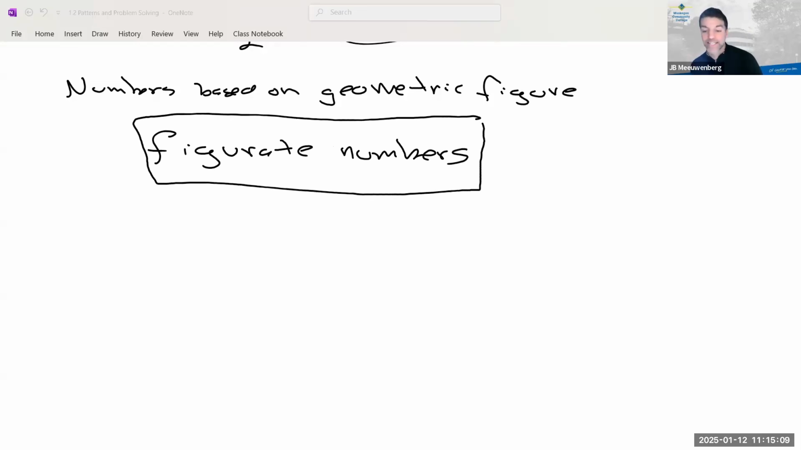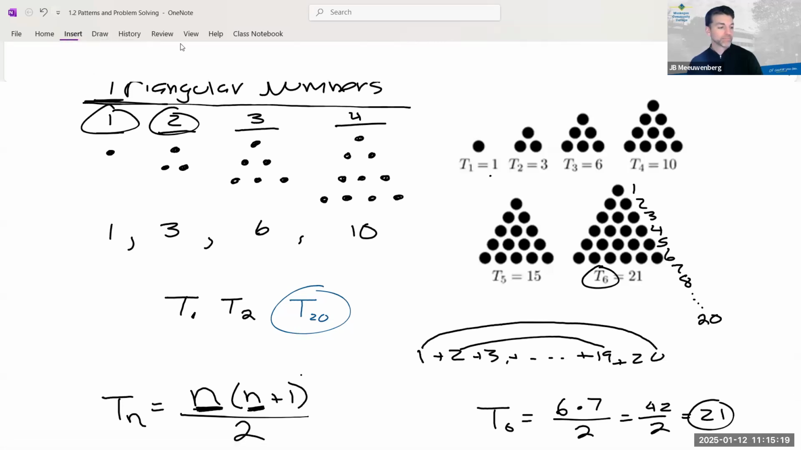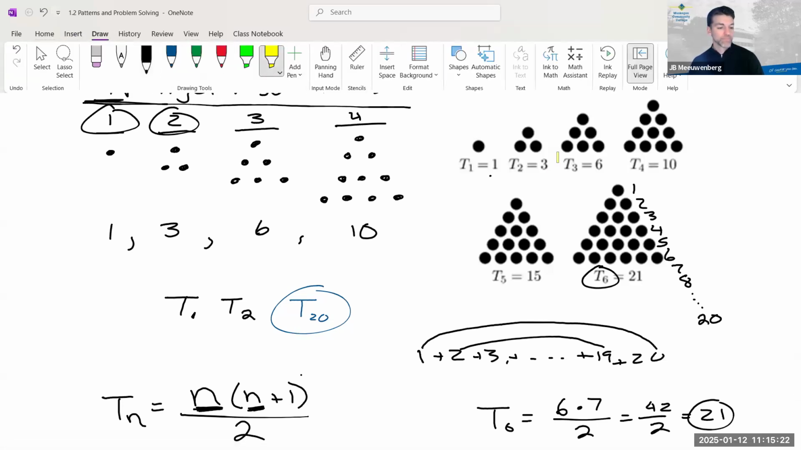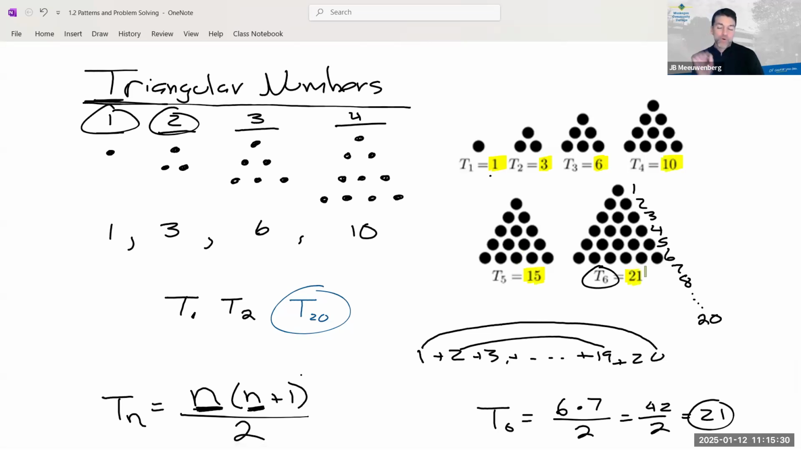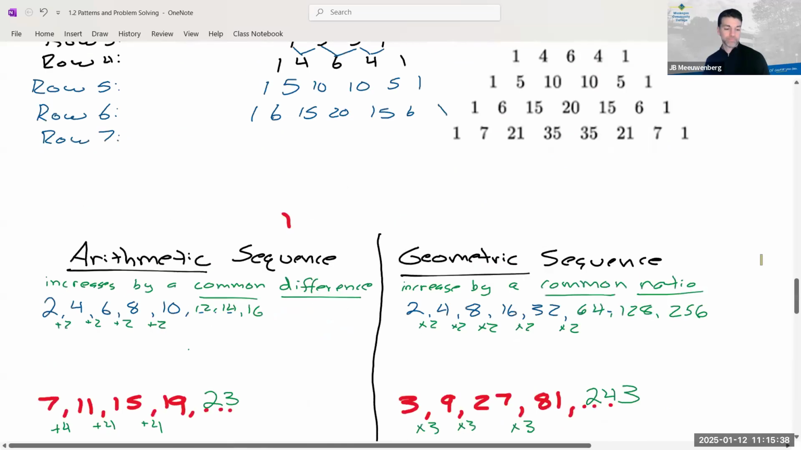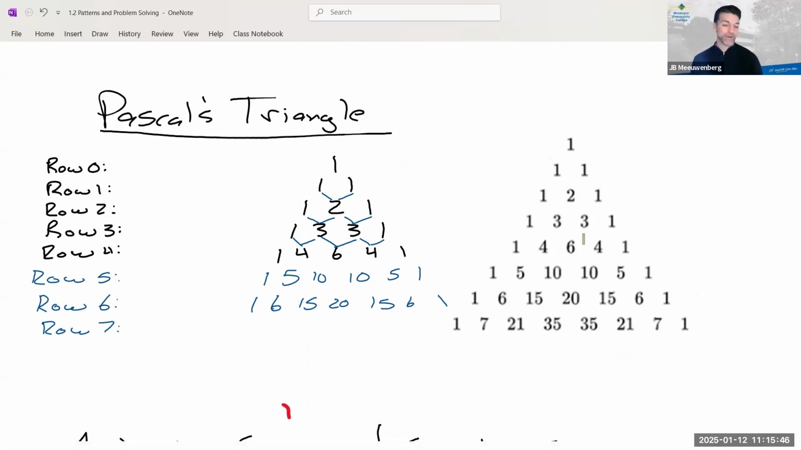Before we go on to the next sequence, I want you to take a look at these triangular numbers that we had. Let me highlight them. We have the triangular numbers 1, 3, 6, 10, 15, and 21. Take a moment and look back at Pascal's triangle and see if you notice anything. What do you see? I asked you to make observations about that.